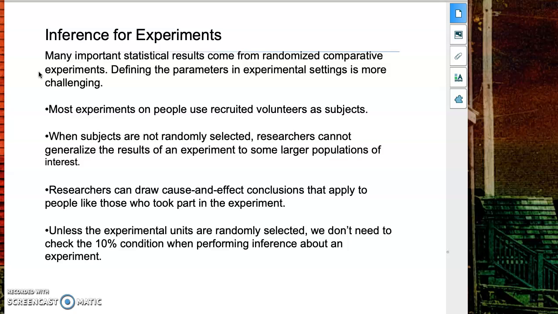When the subjects are not randomly selected, we cannot generalize the results of the experiment to some larger populations of interest. However, we can draw cause and effect conclusions that apply to people like those who took part in the experiment. Unless the experimental units are randomly selected, we don't need to check the 10% condition when performing inference about an experiment. If you think about what's going on right now in the world with coronavirus testing, all of these things need to be considered when doing randomized experiments.